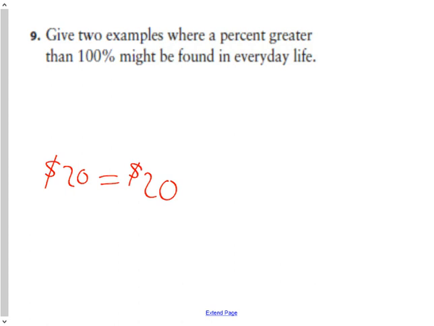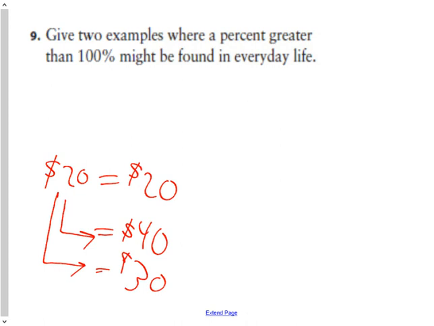You still have 100%. That means at the end of it, if you had 200% of your initial investment, then you would have $40 in your bank account because you would have doubled your money, right? If you had $30 in your bank account at the end of your investing, not only do you have your 100% of your $20, but you have an additional 50%. So 150% of your money is now in your bank. So dealing with money, we have percentages greater than 100% all the time, especially in the stock market.